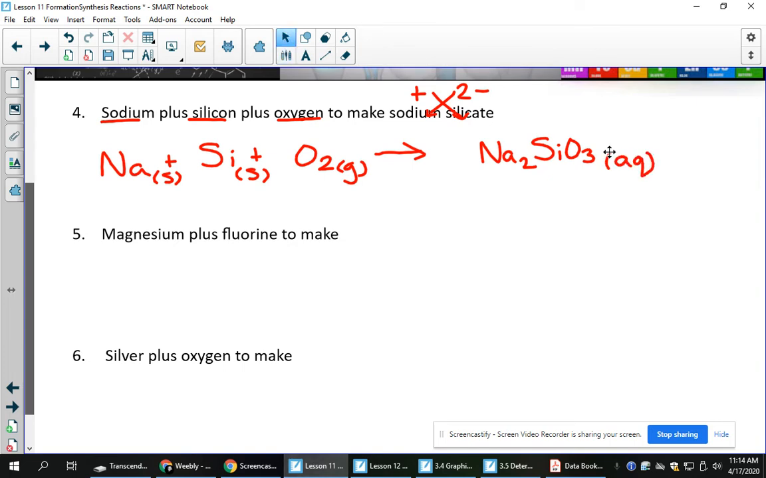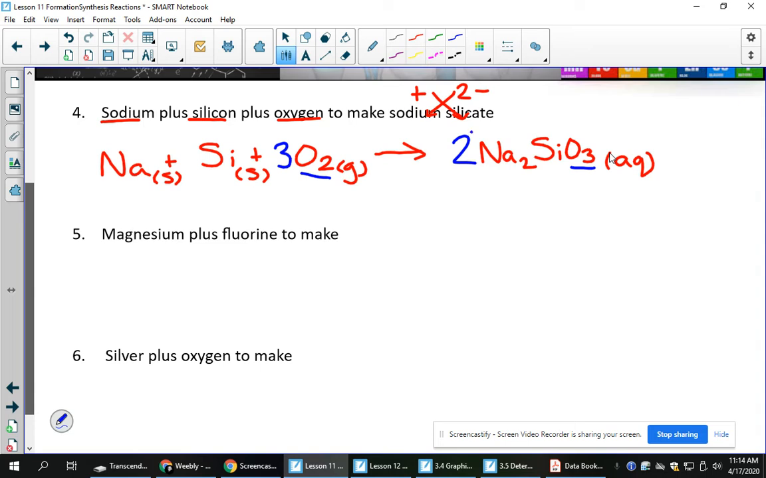There's our skeletal equation written properly. Now let's balance. Again, the biggest number I see is 3 oxygens and 2 oxygens. How does that balance? 3 times 2 is 6. 2 times 3 is 6. Our oxygens are now balanced.